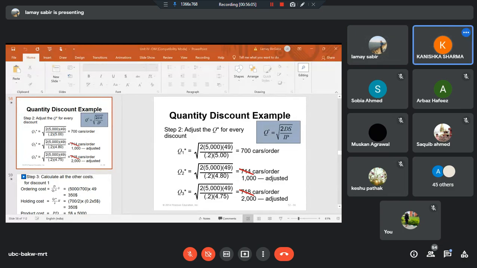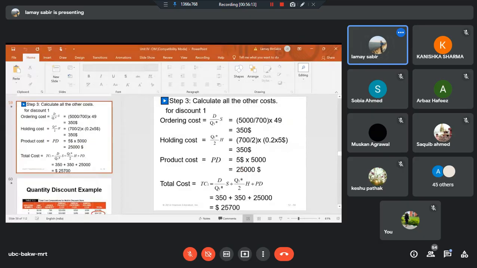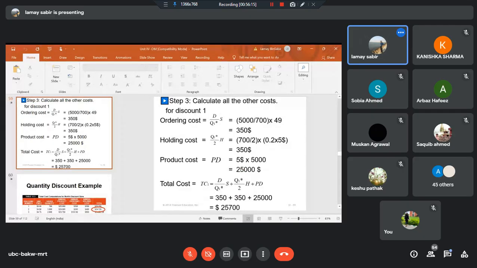Total cost. Absolutely right, Kanishka. The last step is the total cost. I will show you the total cost. One sample total cost. Now, this is the total cost for first Q1. That is what you mean by first Q1. The first Q1 is the 700 value that we are getting.